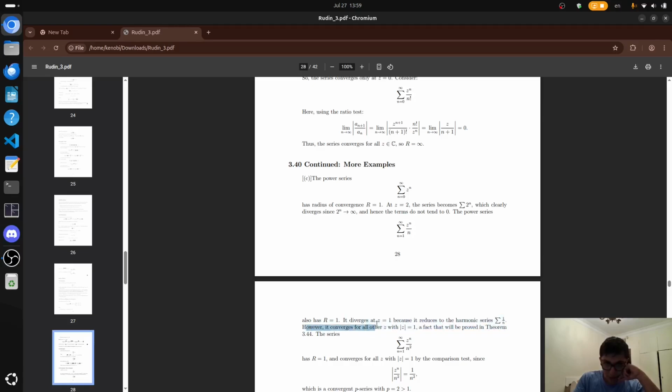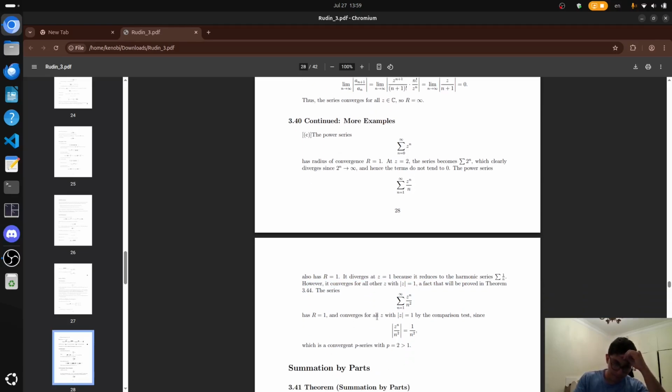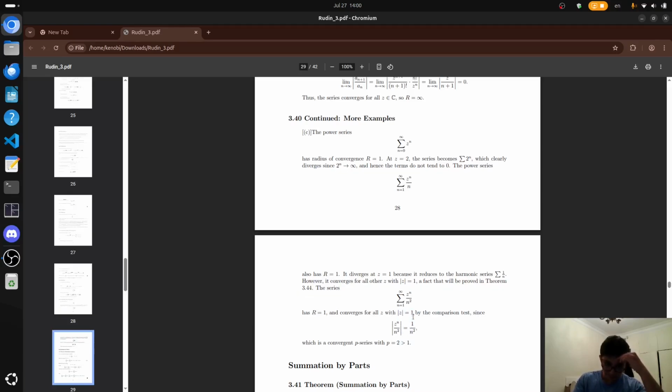However, it converges for all z with absolute value of z equal to 1, a fact that we'll prove in theorem 3.4. So we're going to explain it later. Same thing here, because the nth root of 1 over n squared is going to give you 1. And here it works for z equals 1.